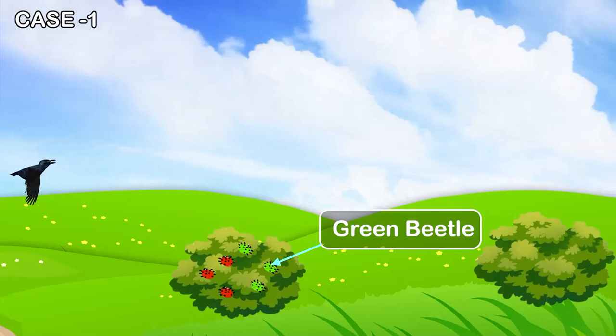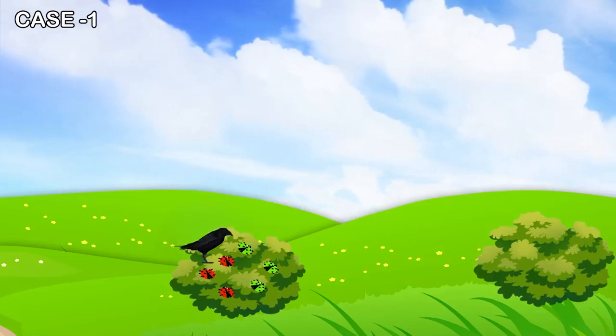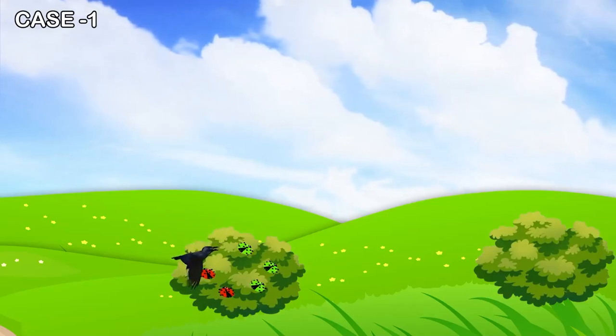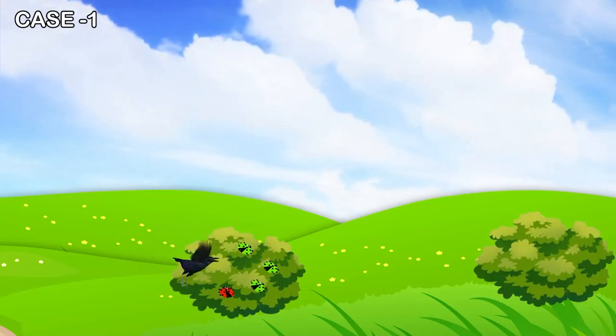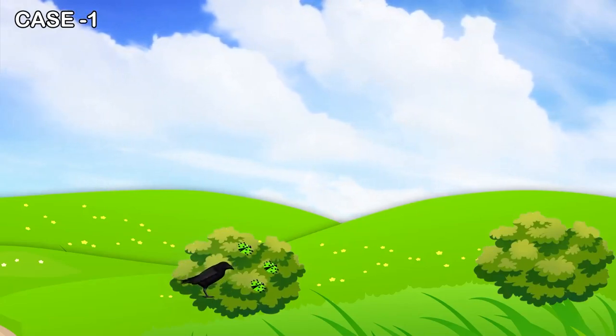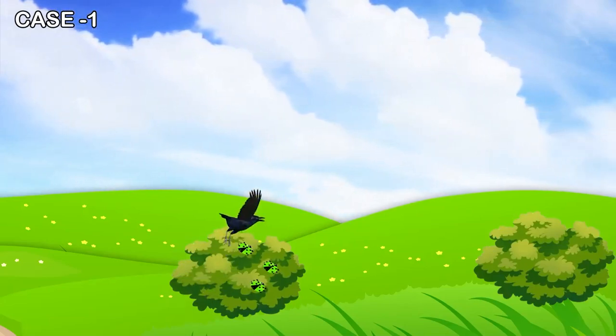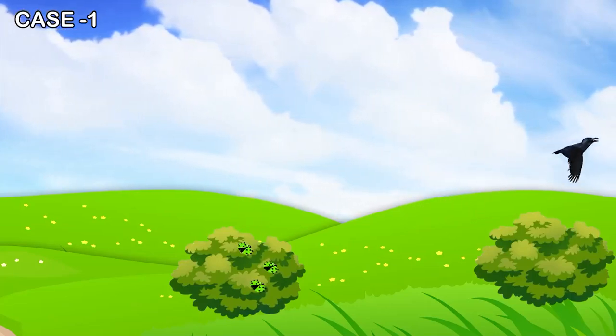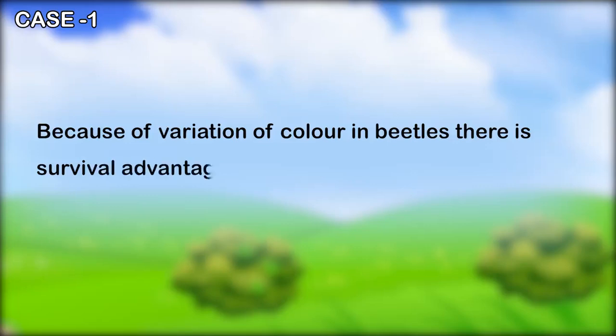This green colored beetle will pass its color to its offspring. As crows will not be able to see the green colored beetles on green leaves, crows cannot eat them. But the red beetles can be easily visible on green leaves and crows will eat them. Due to this, the number of green beetles increases and the number of red colored beetles decreases. Because of variation of color in beetles, there is survival advantage to green beetles than red beetles.